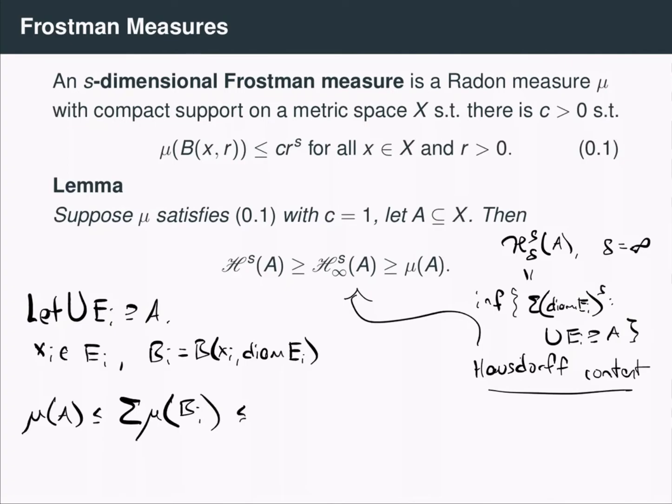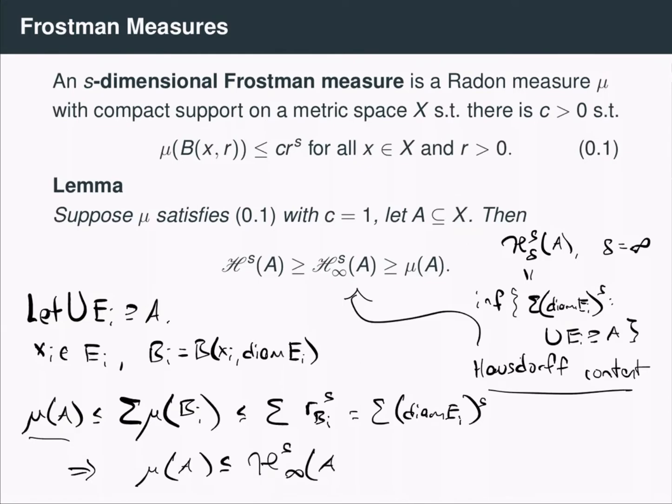Now, by the Frostman property, this is at most the sum of the radius of each of these balls to the power s, but the radius of these balls is exactly equal to the diameter of E_i, to the power s. And thus we've shown that for any covering of the set A by sets E_i, the sum of the diameters of the E_i to the power s is at least mu of A. So taking the infimum over all such coverings implies that the measure of A is at most the Hausdorff content of A. And then recall the Hausdorff measure is the limit.